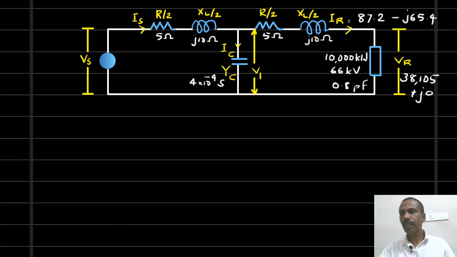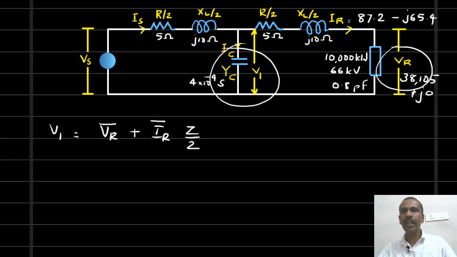Now we are going to find out the voltage V1. Because we are going backwards, V1 is equal to VR plus IR into Z by 2. This is our voltage V1, which is equal to VR plus the drop here.